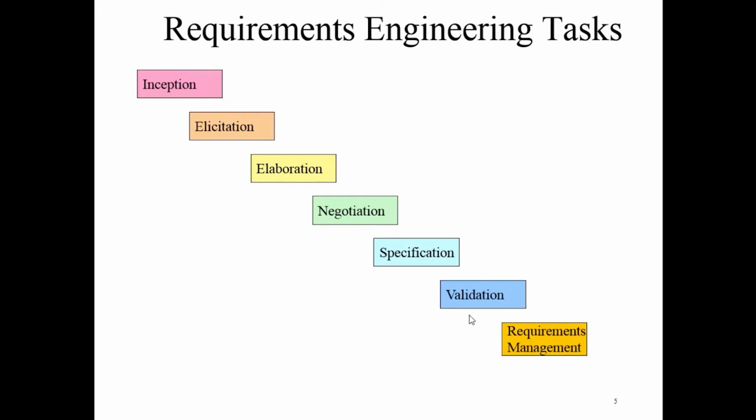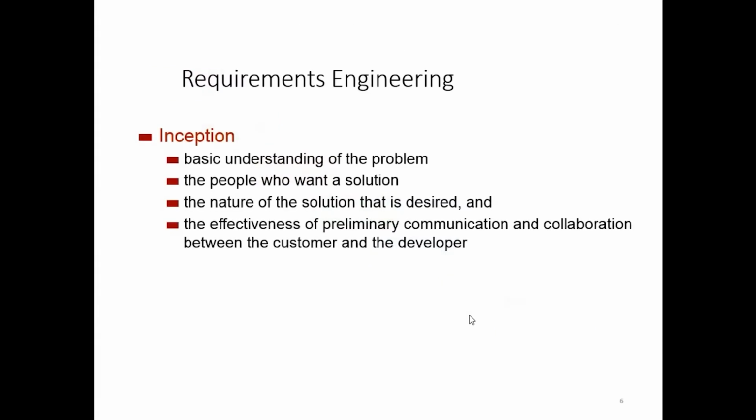Now, there are some specific tasks of requirements engineering: inception, elicitation, elaboration, negotiation, specification, validation, and requirements management. Some of these tasks may occur in parallel and all are adapted to the needs of the project. As per the given project criteria, these tasks are performed. And basically, the intention of all of these tasks is to satisfy the customer's needs, what the customer wants, their criteria, and also to establish a solid foundation for the design and construction of the software.